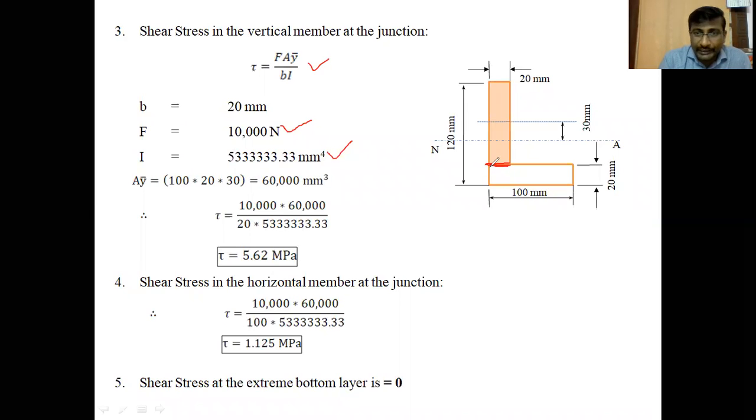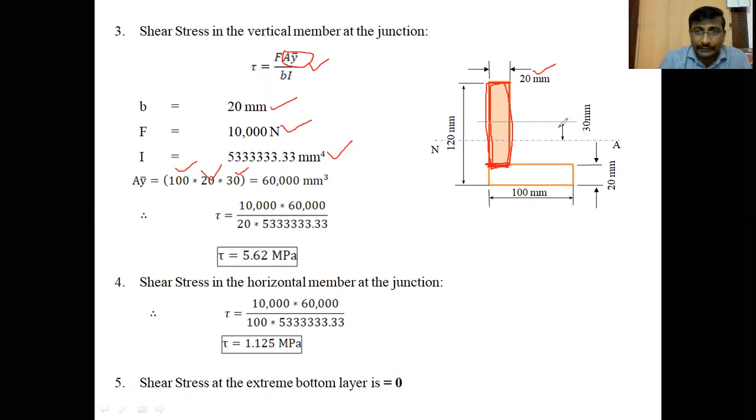Then B, what is the B here? B is the breadth of this layer. What is the breadth of the layer? It is equal to 20 mm. B is 20 mm. And remaining A y bar. How to find the A y bar here? The A y bar is the first moment of this whole area about the neutral axis. So A is the area, 100 mm height, 20 mm thickness, 100 into 20 area.